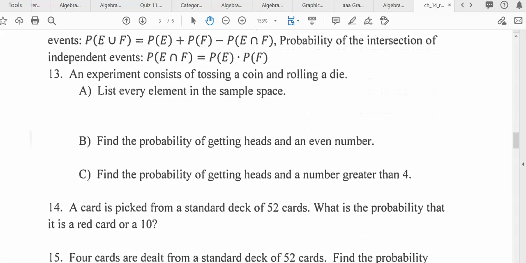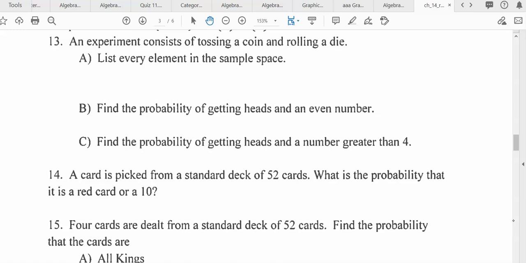So those formulas may be used here if you need them. Remember, it consists of tossing a coin, rolling a die. Okay, list every element in the sample space. So you toss a coin, so I might get heads. Then I roll a die, I might get a 1. So heads 2, heads 3, heads 4, heads 5, heads 6. Those are all the options with heads. Now let's go with tails. Tails 1, tails 2, tails 3, tails 4, tails 5, tails 6. So it looks like there's 12 different options.